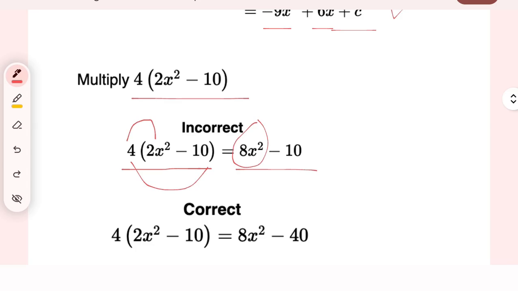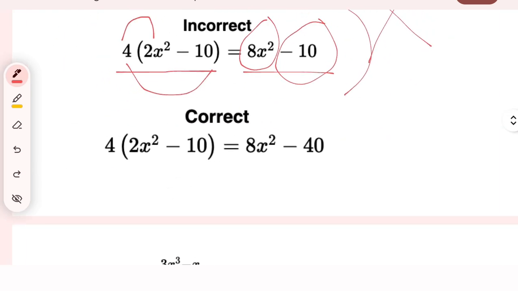Remember, 2x squared minus 10 is inside the parenthesis, and we need to multiply it by 4. Therefore, you need to also multiply 4 to 10. So this part is wrong, and the total answer is wrong. The correct one is when you multiply 4 to both, which would be 8x squared minus 40. And this is the right answer. You need to distribute 4 inside the parenthesis. Don't forget to do that, not just to a single term.